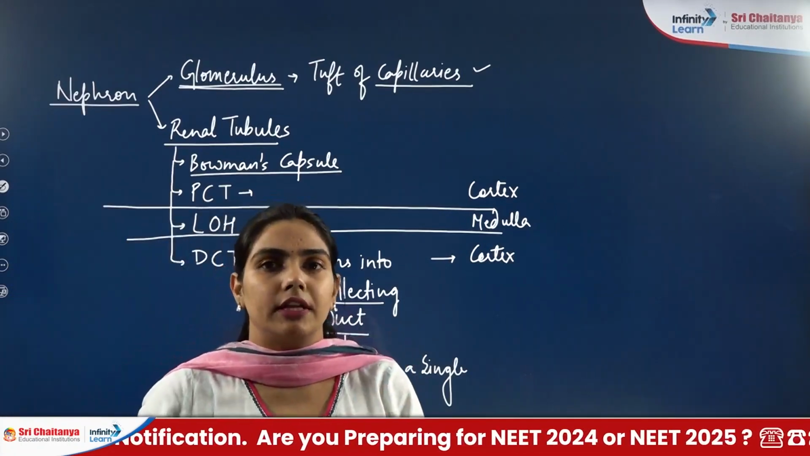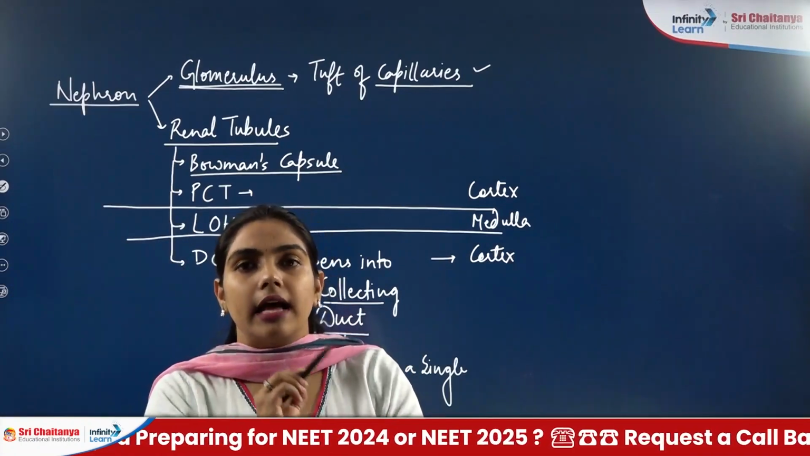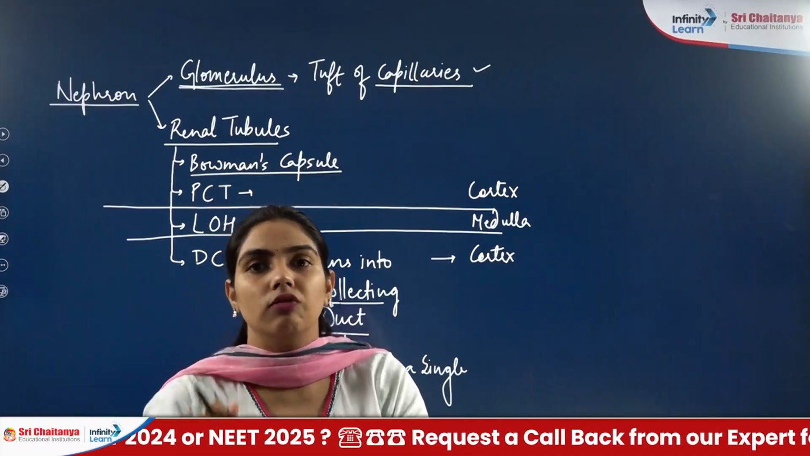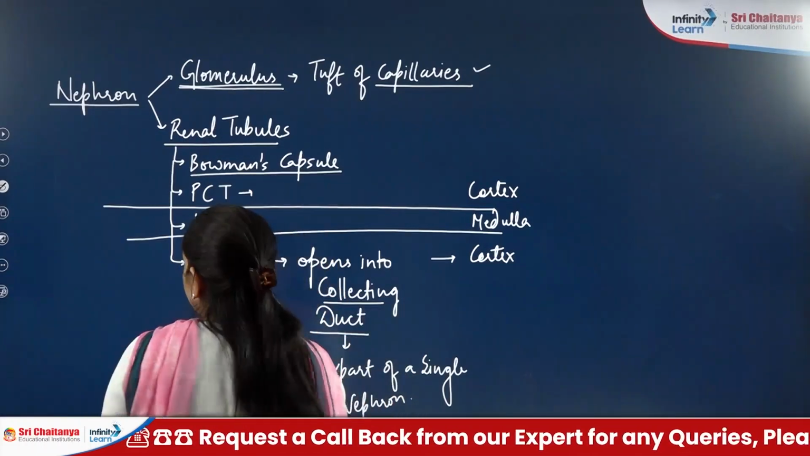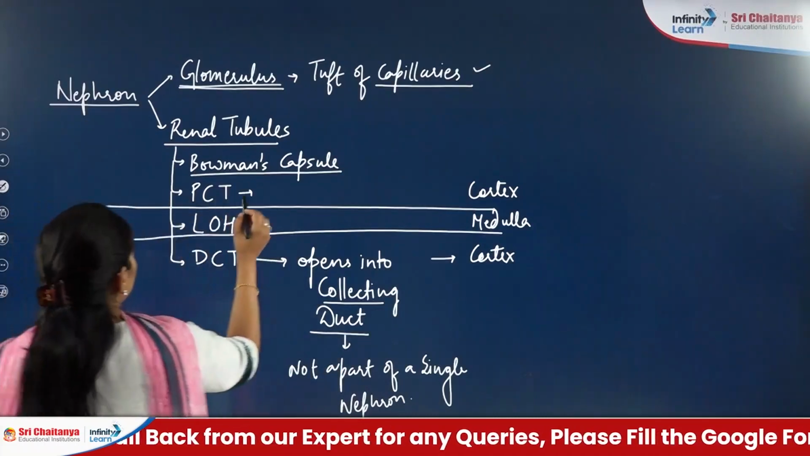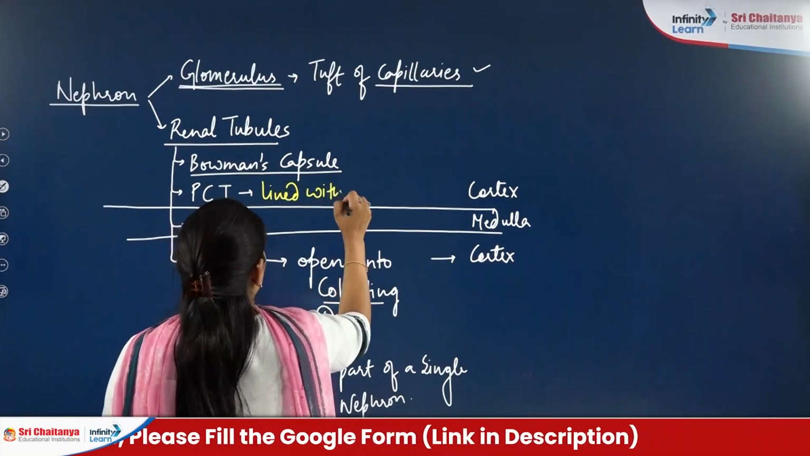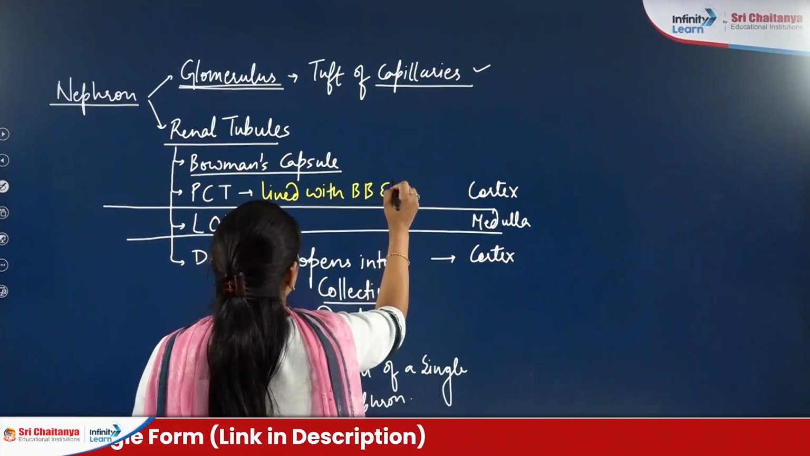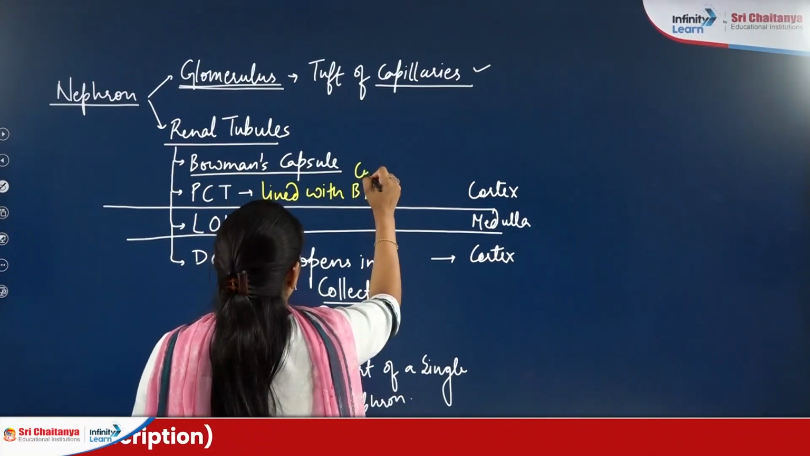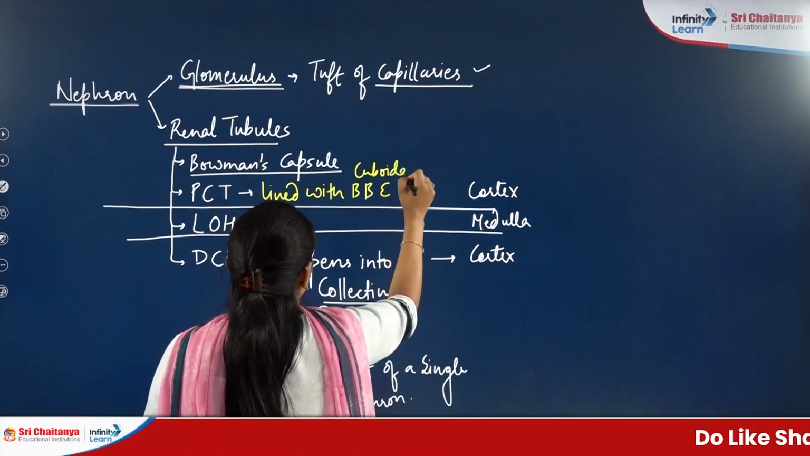The PCT is lined with cuboidal cells, and these cuboidal cells have microvilli. So that means it is lined with which epithelium? Brush bordered epithelium. Cuboidal, brush bordered epithelium.